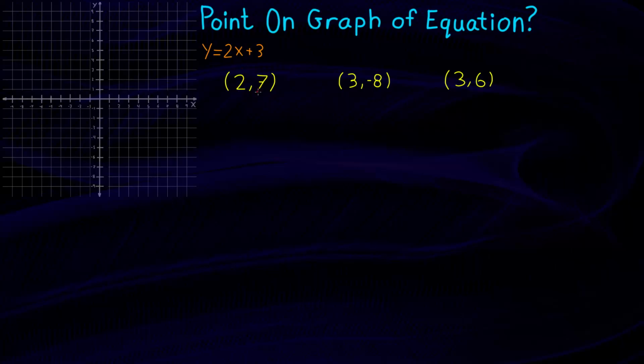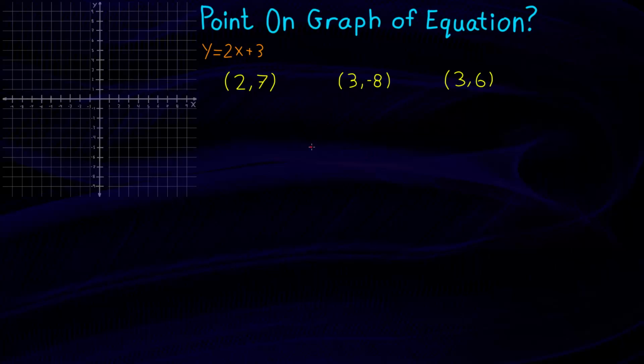The first is (2, 7), where x is 2 and y is 7. Then we have (3, -8) and (3, 6). So first what I want you to do is think about one of these points is definitely not on this graph, okay? One of them is clearly not. I'd like you to think about which one it is and then pause the video and try to decide which of these 3 points is not on the graph of the equation 2x plus 3.